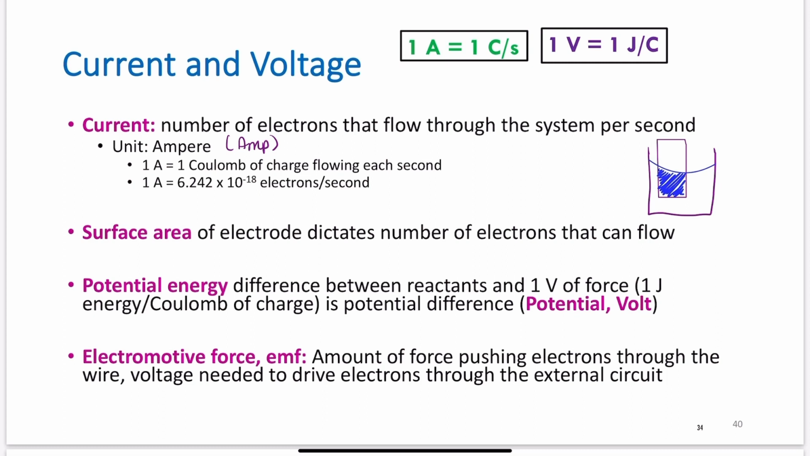Because again, the electrons are coming onto and off of that electrode into solution. The potential energy difference between the reactants, 1 volt, is 1 joule per coulomb of charge. That is the potential difference, which is your potential or your volt. Again, 1 volt, 1 joule per coulomb. Your electromotive force, or EMF, is the amount of force pushing the electrons through the wire. It's the voltage that you need to drive the electrons through that external circuit. So again, electromotive force, EMF.